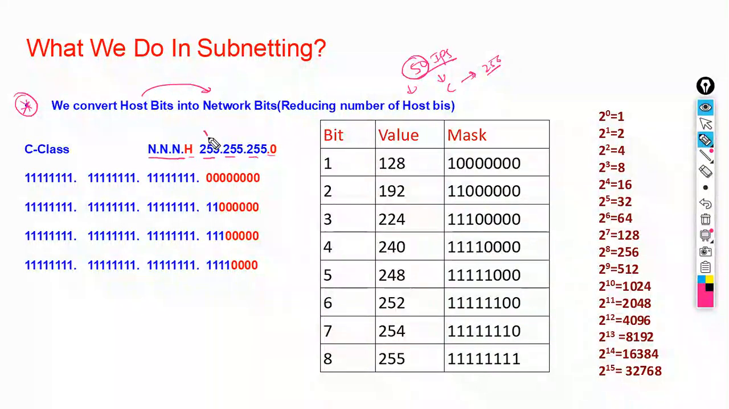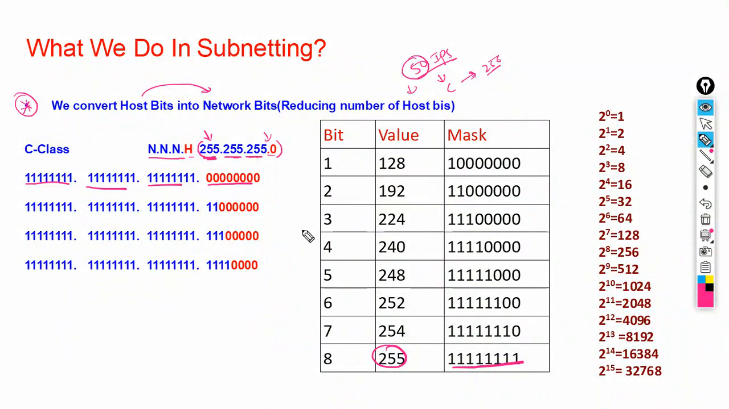Then guys, we will convert this decimal subnet mask into a binary subnet mask. If you convert 255 into binary, if you remember, we get 8 ones. 255 gives 8 ones, then 255, 8 ones, then 255, 8 ones. And 0 will be 8 zeros, right?